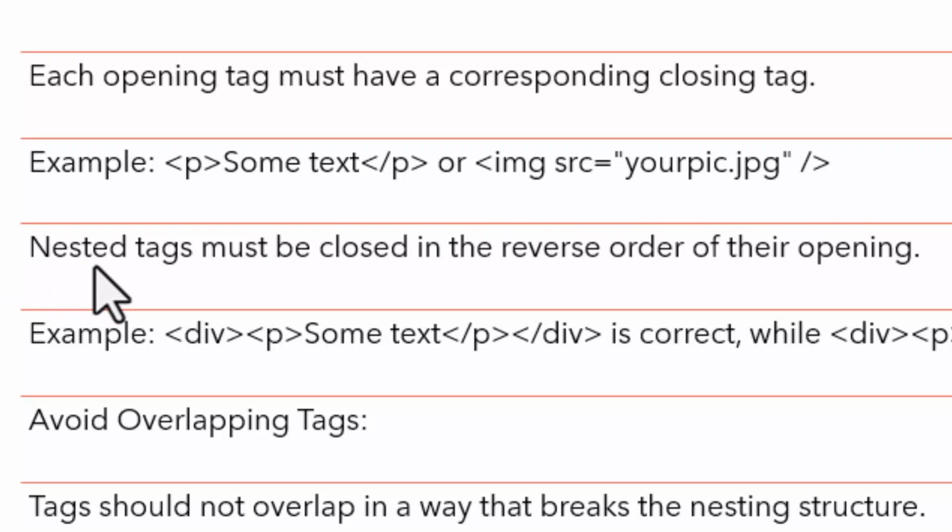Next is that nested tags must be closed in reverse order of their opening. Let's understand with an example. Let's say you open a div element, and don't worry if you don't understand what a div element is, just focus on the tags and elements at the moment. We'll explain later. So a div element is starting here and is containing or nesting a paragraph element. The paragraph element appears next with its contents, and then the paragraph element must close before the div element is closed.